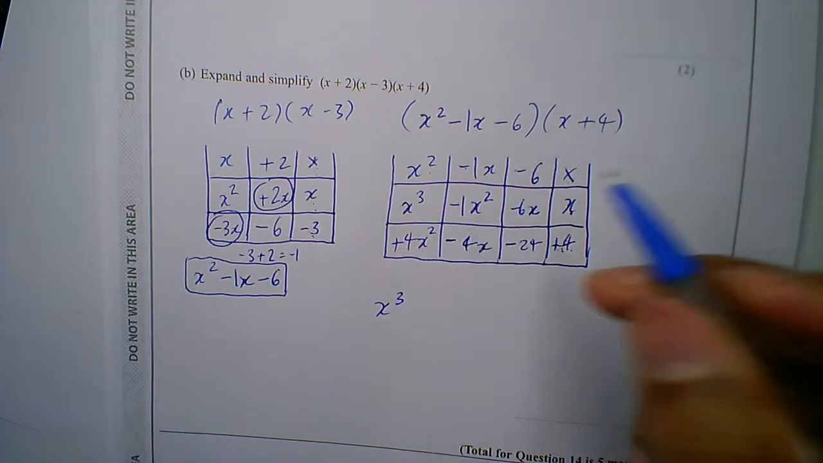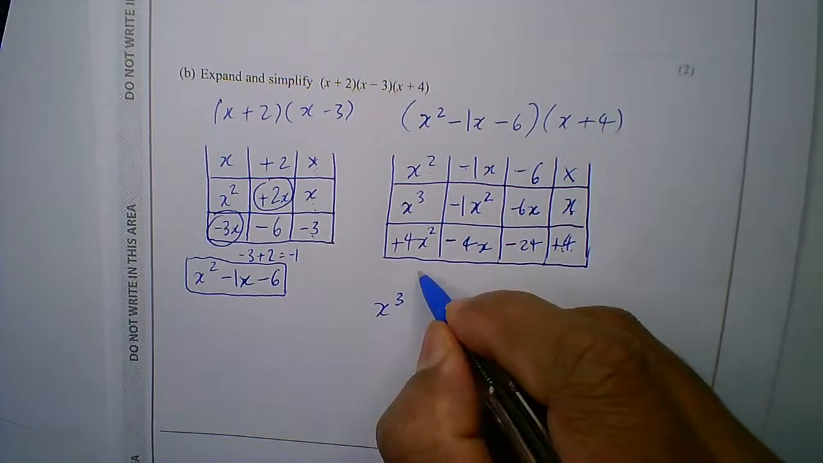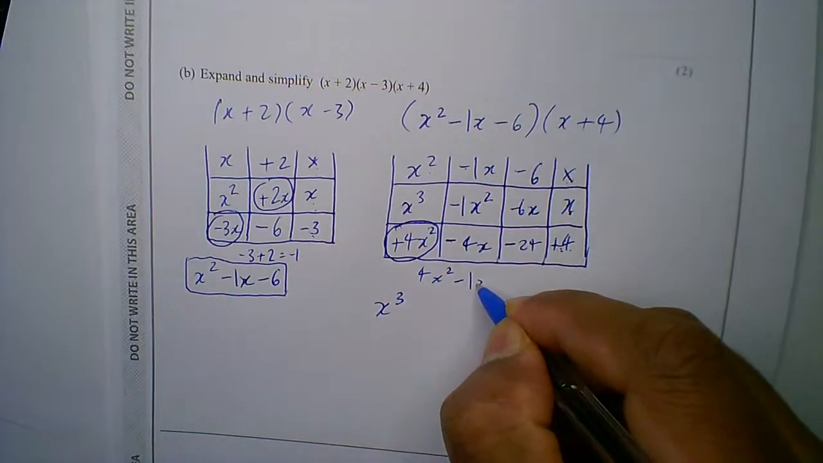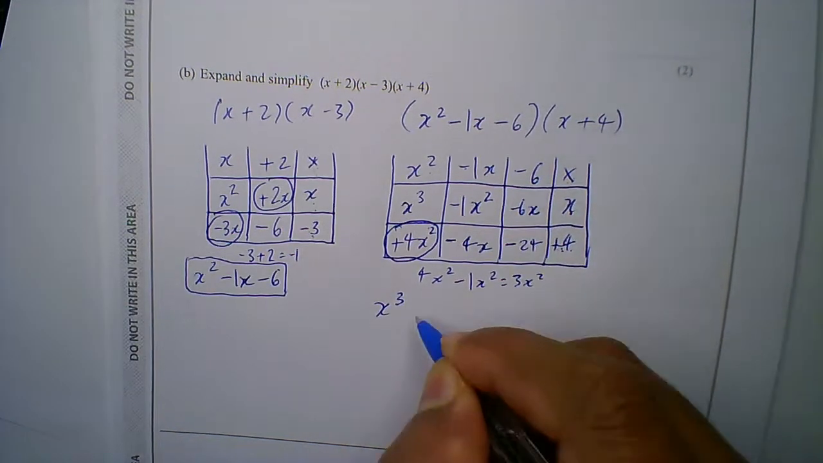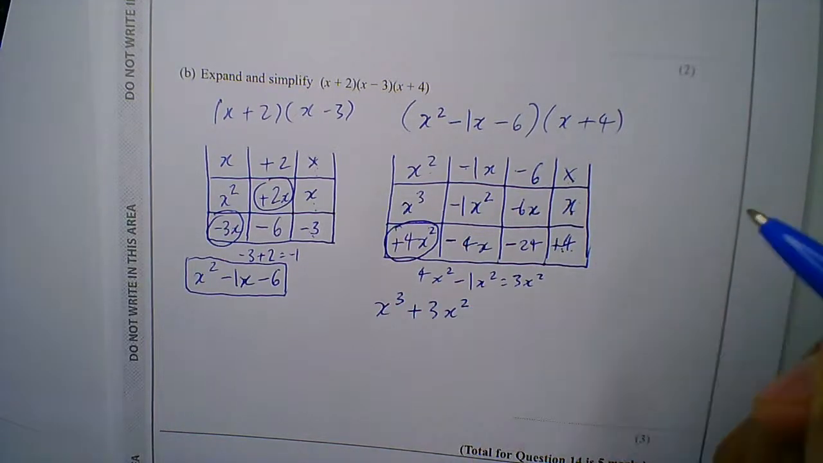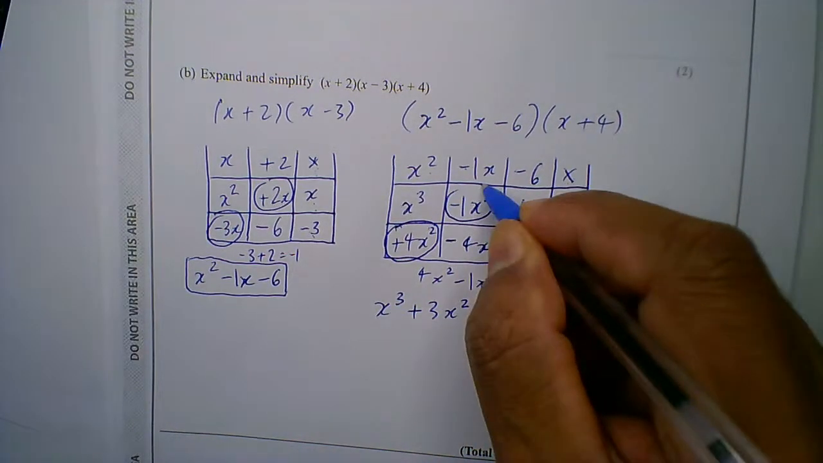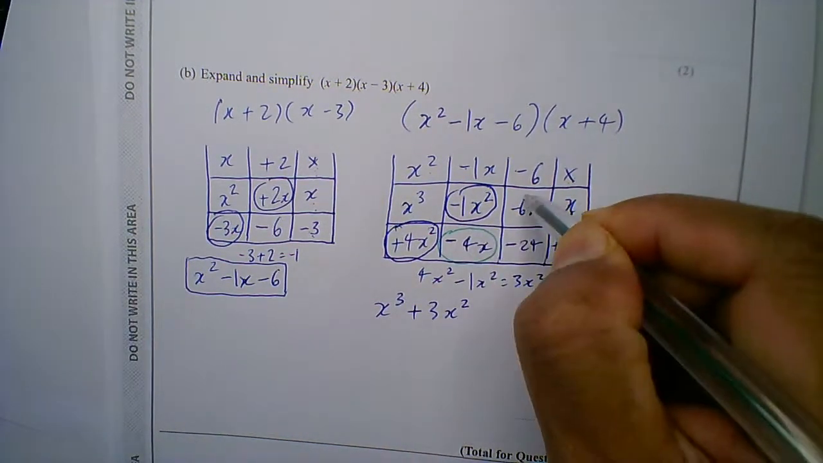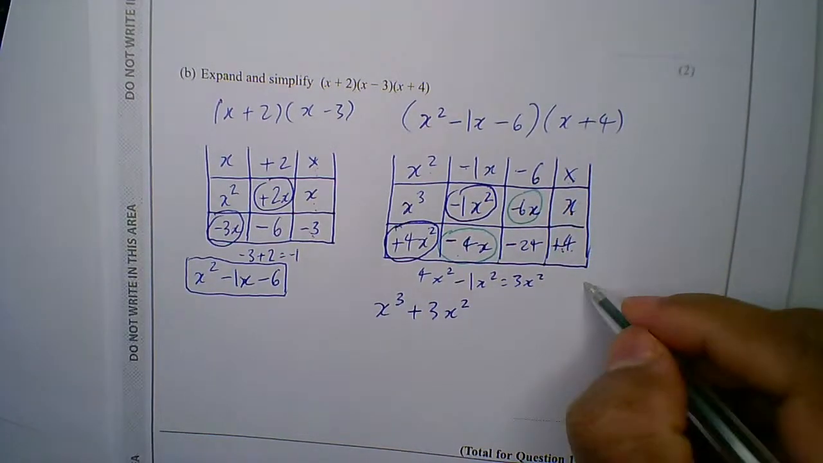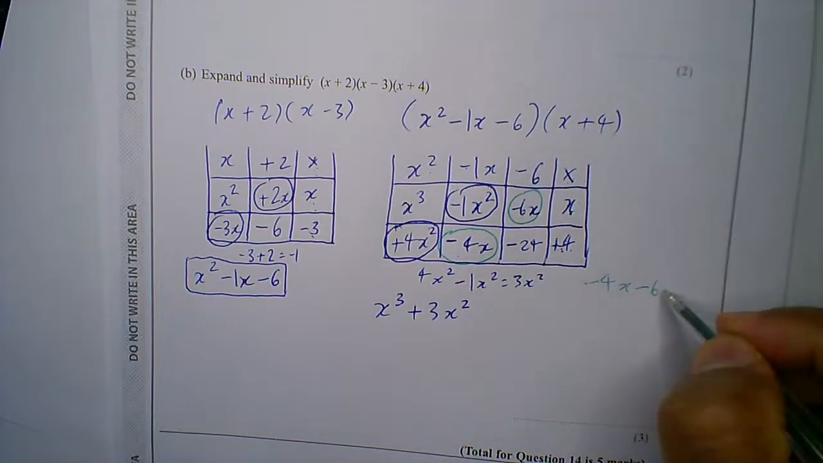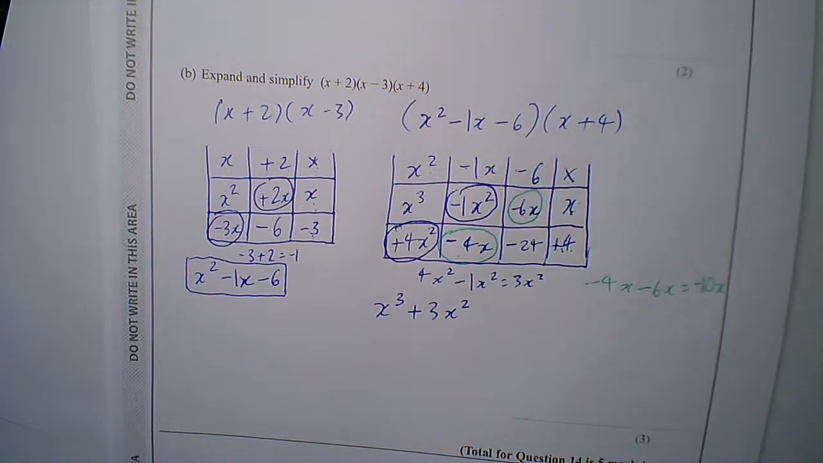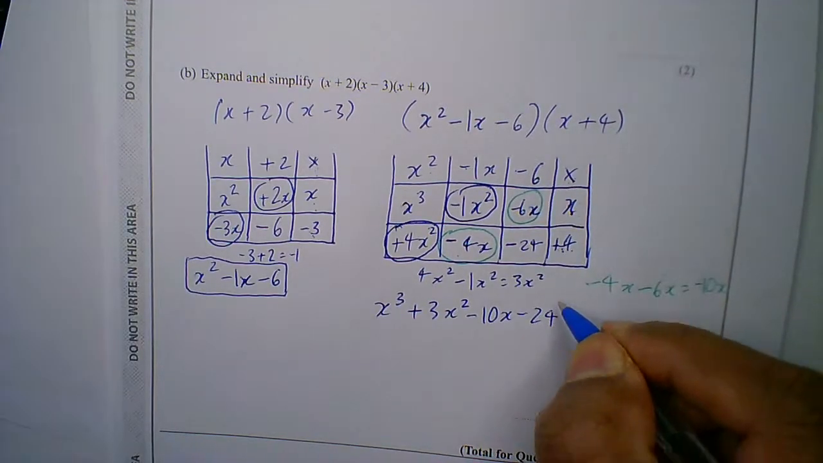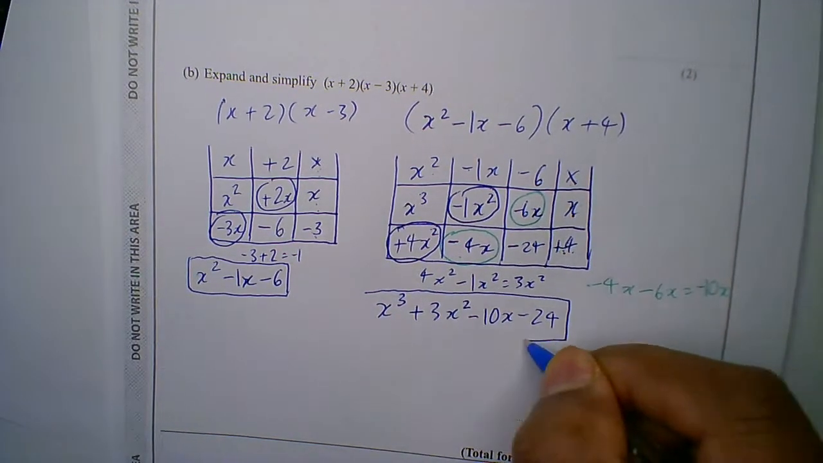I've got 4x squared. Take away 1x squared. That gives me 3x squared. So plus 3x squared. Didn't circle that one. Should have circled that. Now my next one, I'm going to look at my x terms. So this is x term, this is x term. Minus 4x, take away 6x, gives me minus 10x. So that becomes minus 10x, and then take away 24. And that is my final answer.